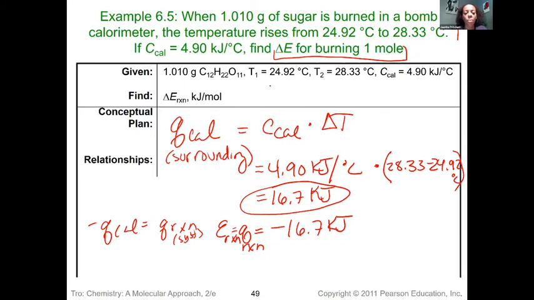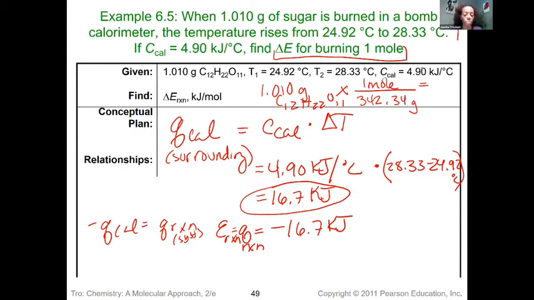So we have the gram amount of substance, 1.010 grams of C12H22O11. Well, we can very easily figure out how many moles that is by adding up the molar masses. So we'd have 12.01 times 12 plus 1.01 times 22 plus 16 times 11, and that's going to give us 342.34 grams is to 1 mole.